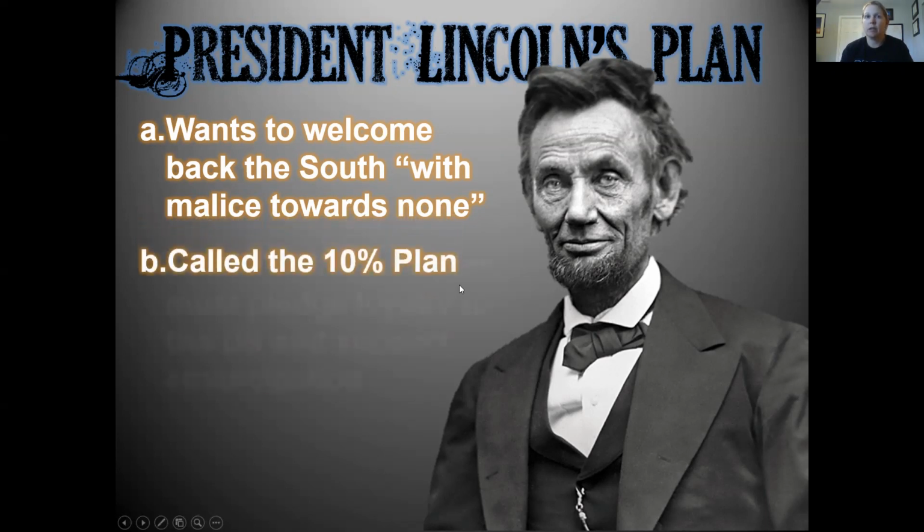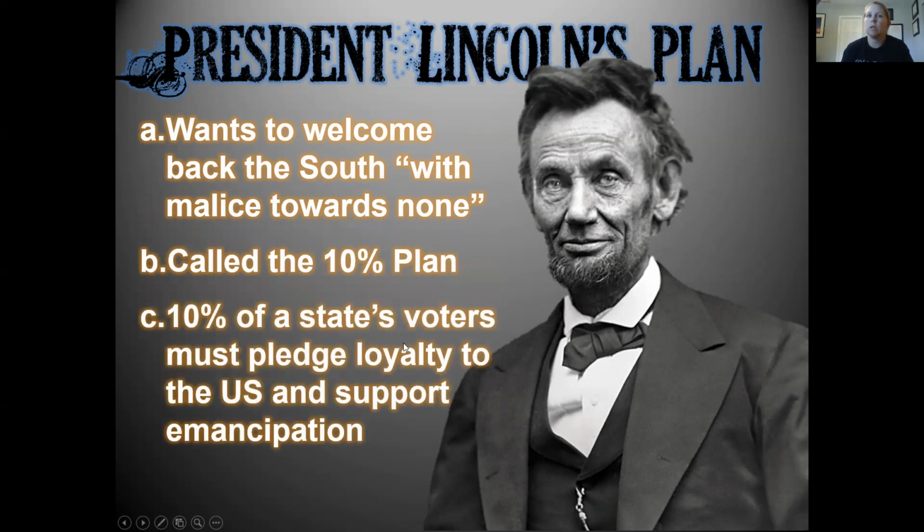He called it the 10% plan. And what that meant was 10% of a state's voters must pledge loyalty to the U.S. and support emancipation. So the Southern states would get together and vote, and as long as 10% of the people that voted said that they were loyal to the United States of America and they would support emancipation of those slaves, basically freeing the slaves, then they would be allowed back into the Union. So very easy, simple plan, right? 10% is not very much. So he was pretty easy on the people of the South. But as we know, Abraham Lincoln only lasted a few days after the Civil War. So his plan is never really put into place because of his death.